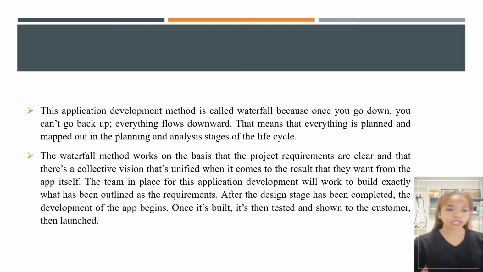This application development method is called waterfall because once you go down, you can't go back up. Everything flows downward. That means that everything is planned and mapped out in the planning and analysis stage of this life cycle. The waterfall method works on the basis that the project requirements are clear and that there's a collective vision that is unified when it comes to the result that they want from the app itself.